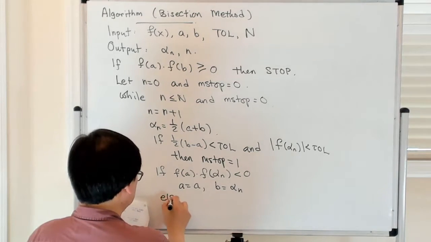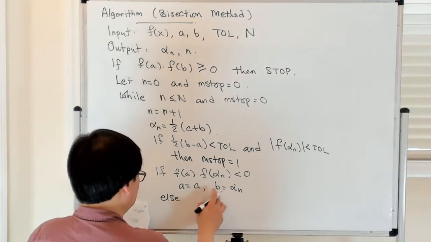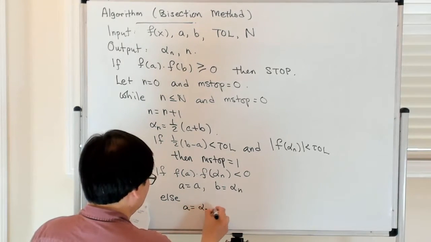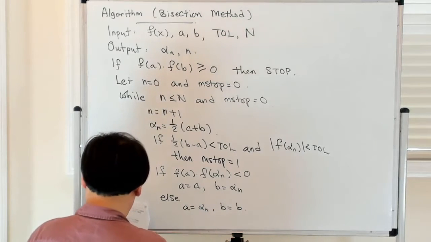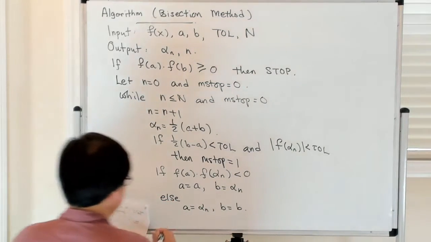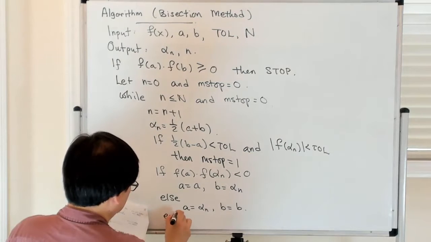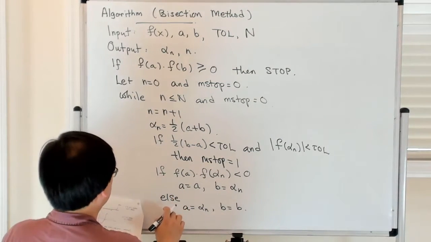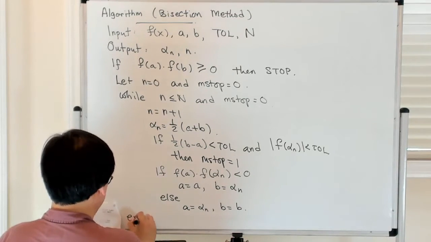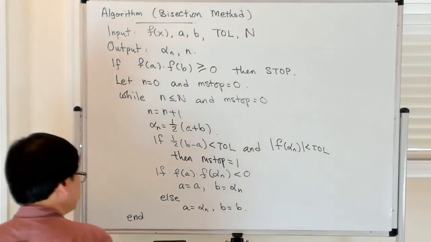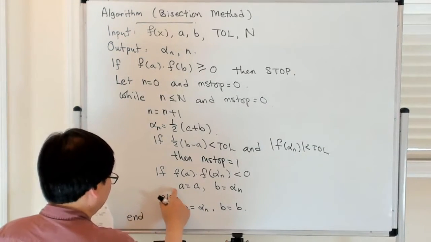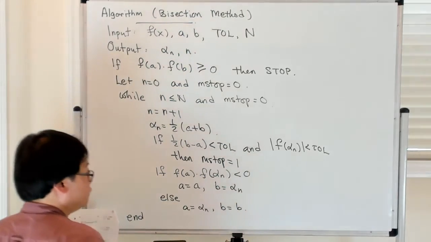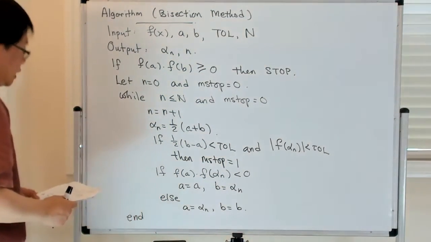Else, the other subinterval should be the one you have, so a becomes alpha n and b stays b. All right, so that's basically it. I'm just going to end the while loop. It's understood that I'm executing one set if this condition is true, or the other set if it's false. Okay, so that's really just the bisection method.